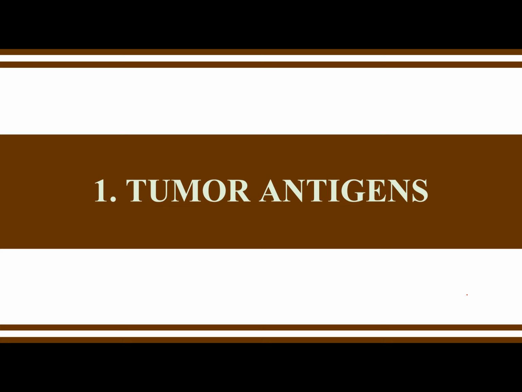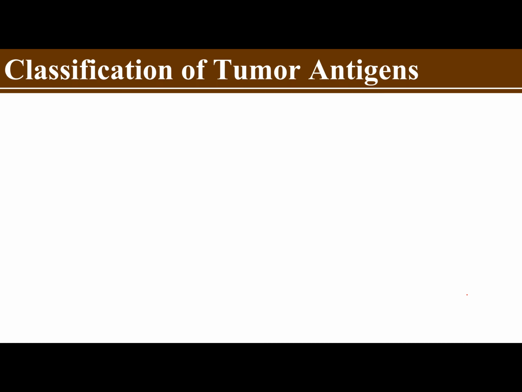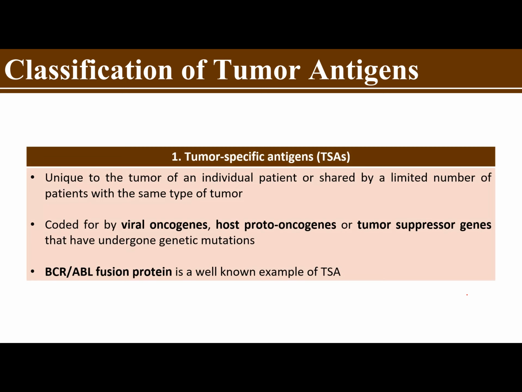Now let's start with the different tumor antigens, class. So this is a very important part because this usually comes out in the board exam. So there are a lot of tumor antigens. Now your tumor antigens could be classified into many types. One of those is your tumor specific antigen, also known as your TSA. Now TSA, class, is unique to the tumor of an individual patient or shared by a limited number of patients with the same type of tumor. This is coded for by viral oncogenes, host proto-oncogenes, or tumor suppressor genes that have undergone genetic mutation.